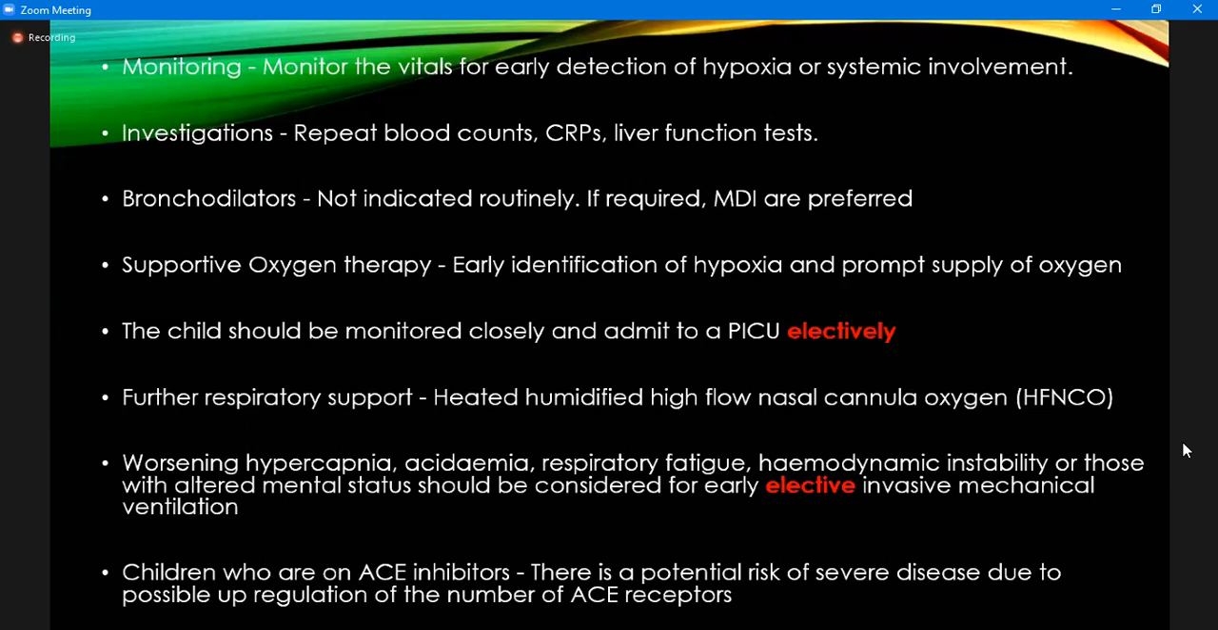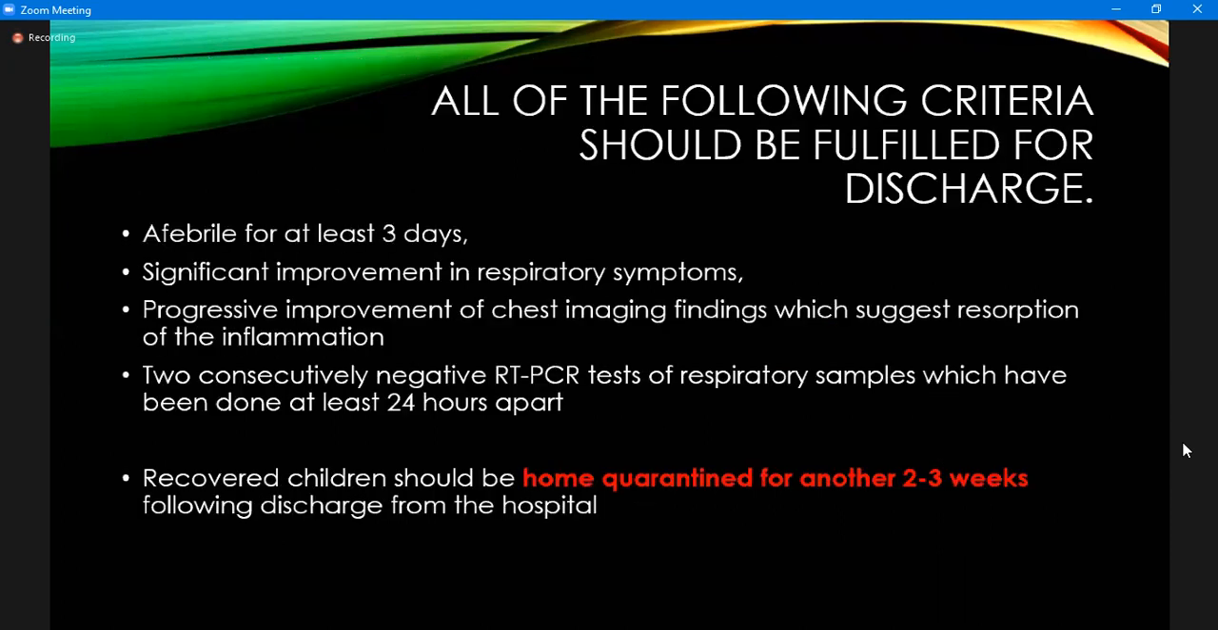Those with worsening hypercapnia, acidemia, respiratory fatigue, hemodynamic instability, or altered mental status should be considered for early elective invasive mechanical ventilation. Again, it is elective rather than urgent or immediate. Children who are on ACE inhibitors have a potential risk of severe disease due to possible upregulation of the number of ACE receptors, and clinicians should keep this in mind.